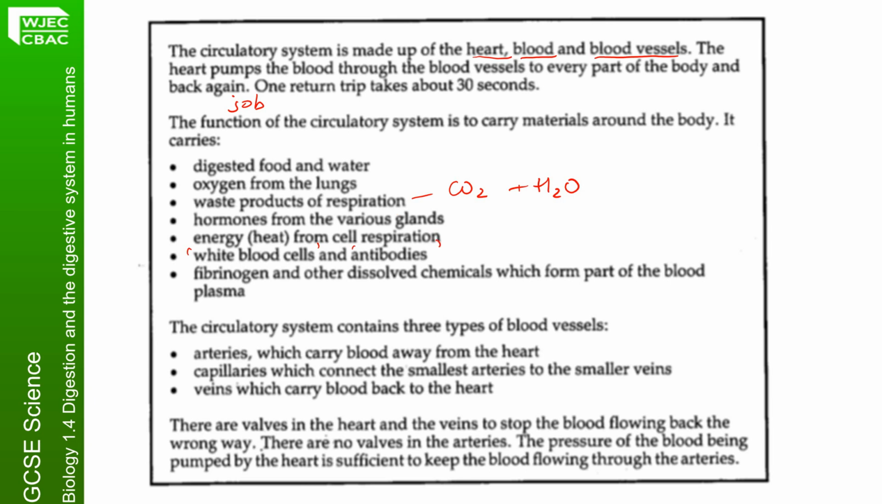We're going to learn a little bit more about white blood cells and their role later on in this booklet, and you learn a little bit more about antibodies in detail in year 11. It also carries something called fibrinogen and other dissolved chemicals which form part of the blood plasma. Fibrinogen is very important for blood clotting, to help blood to clot. The circulatory system contains 3 types of blood vessels, which we've already mentioned in the first part of the lesson.